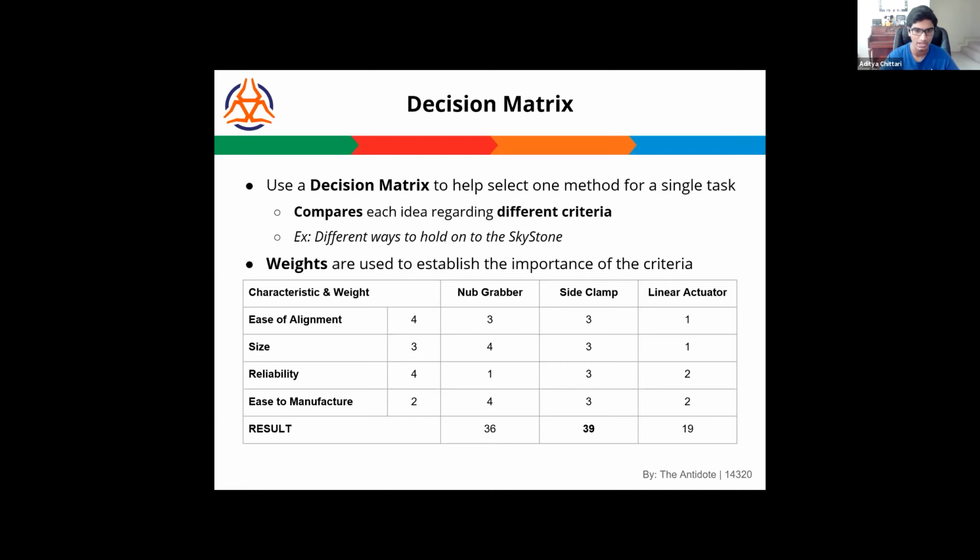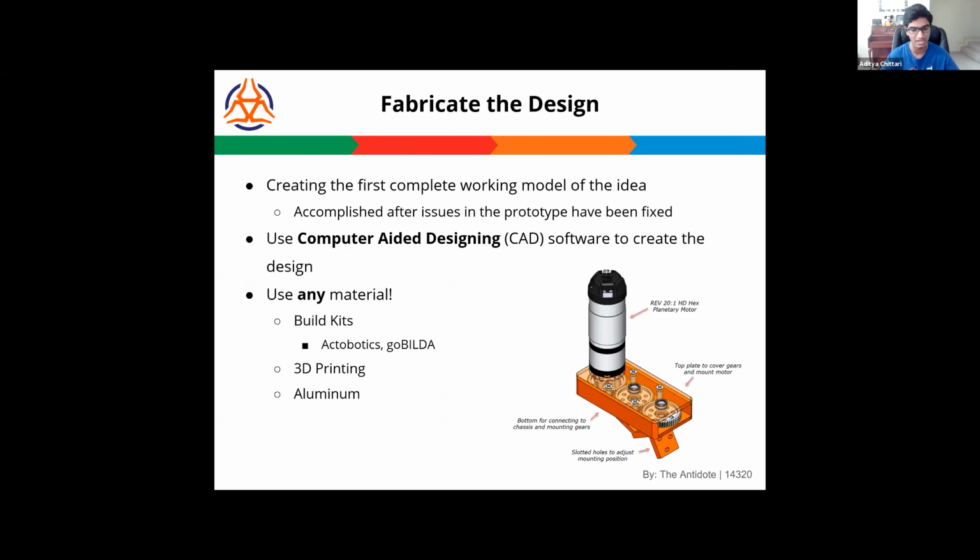And then what you just go ahead and do is just multiply across by each row and then add up all the scores. And then the mechanism with the highest score is usually the one that's going to be the best one to take into the next phase of the engineering design process, which is the fabrication stage.